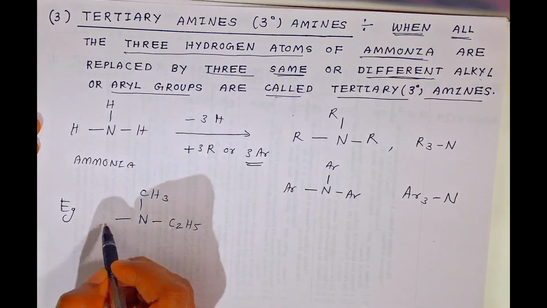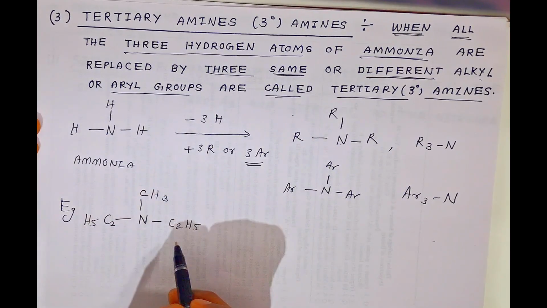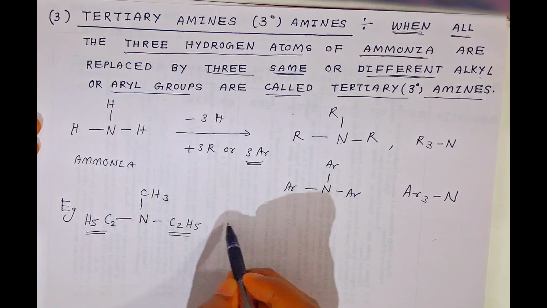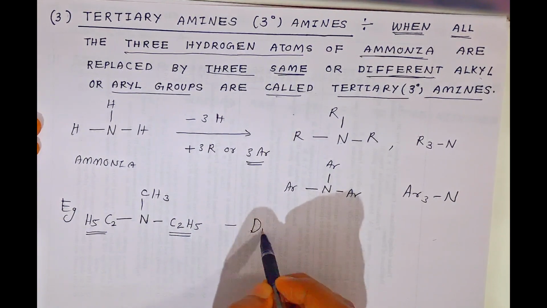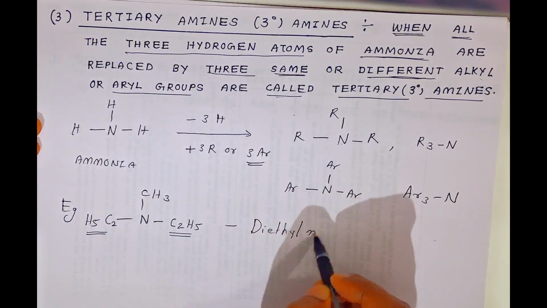So different alkyl, I am taking, students, here C2H5. Okay students, since 2 ethyls are attached, the compound is called diethyl methylamine.